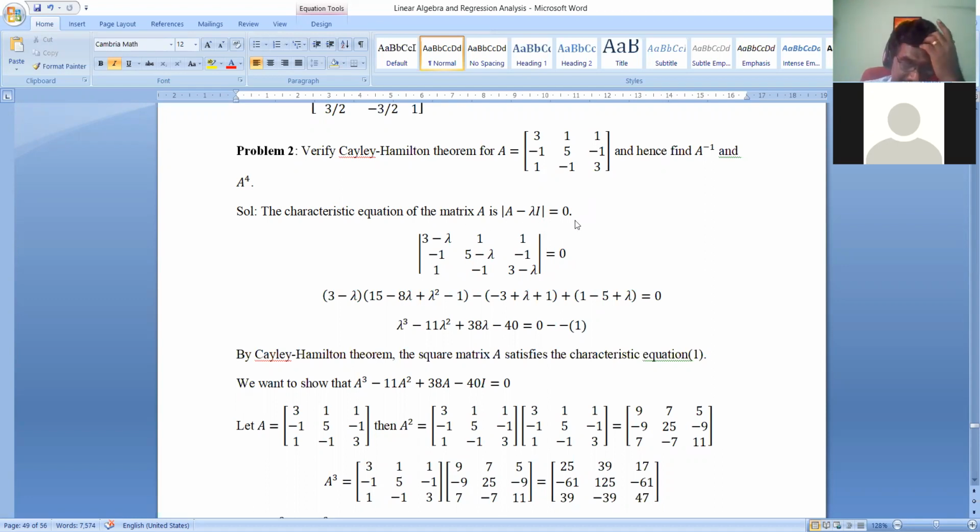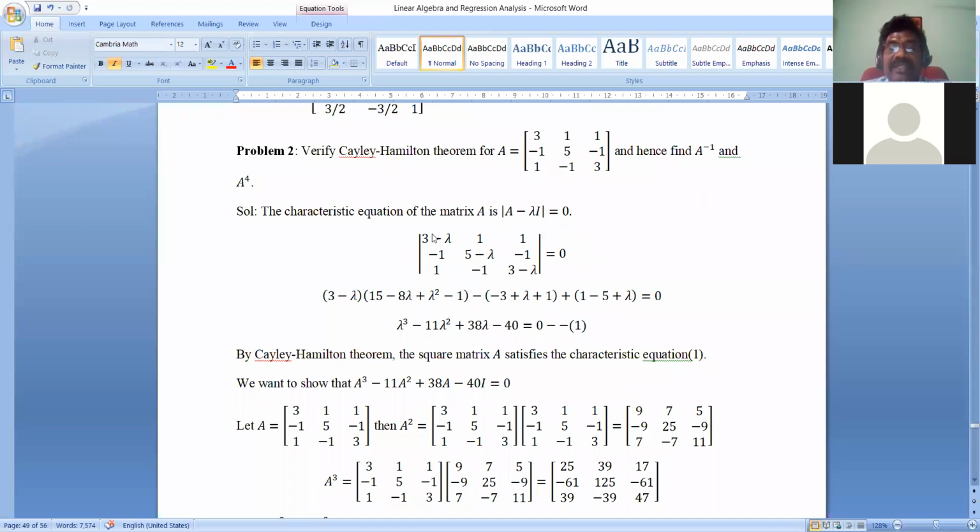Now we want to find the characteristic equation first, then we have to verify this characteristic equation for the given square matrix. Then only we have to find the value of A inverse and A power 4. The characteristic equation of the given matrix A is determinant of A minus lambda I equal to 0. That is the 3 by 3 determinant of [3 minus lambda, 1, 1; -1, 5 minus lambda, -1; 1, -1, 3 minus lambda] equal to 0.